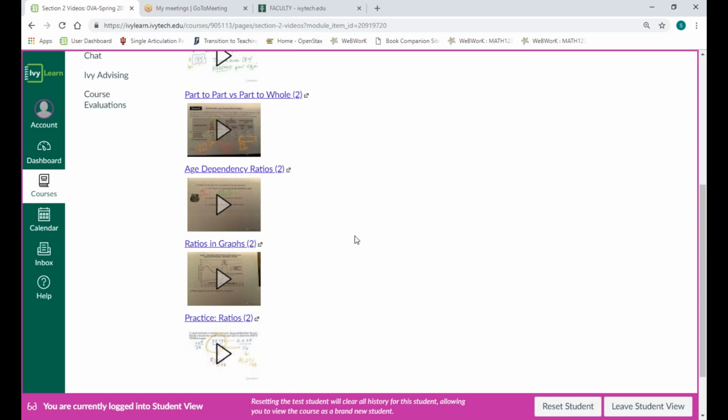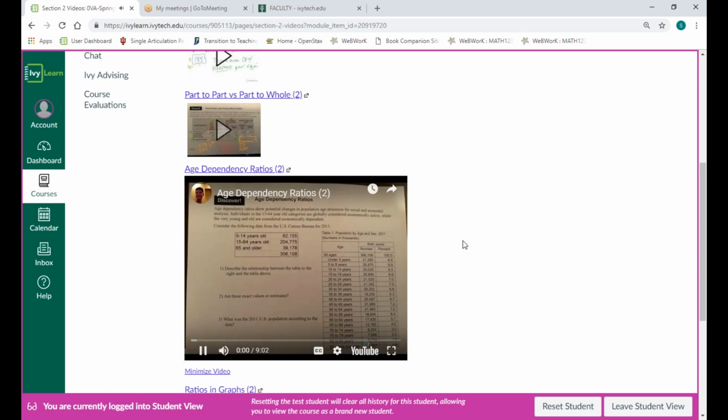So if I only need to know something about age dependency ratios, which we'll talk about today, that's the only section you need to watch and read. And so you click on that, and when we click on this, we're going to go to Becky's video. I'm just going to show you.